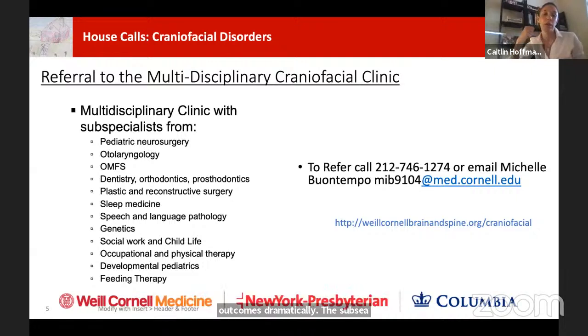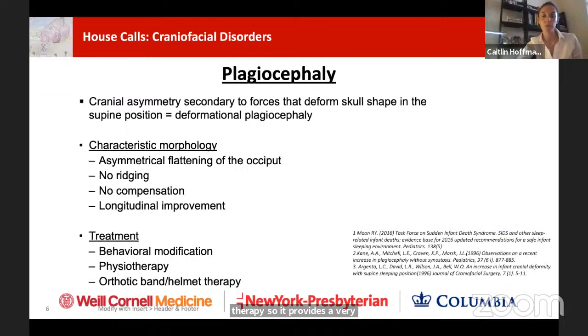The subspecialists that you will find in that clinic range from myself in pediatric neurosurgery to otolaryngology or ENT, maxillofacial surgery, dentistry, orthodontics and prosthodontics, plastic and reconstructive surgery, sleep medicine, speech and language pathology, genetics, social work and child life, as well as OT, PT, developmental pediatrics, and feeding therapy. So it provides a very comprehensive approach for these patients.